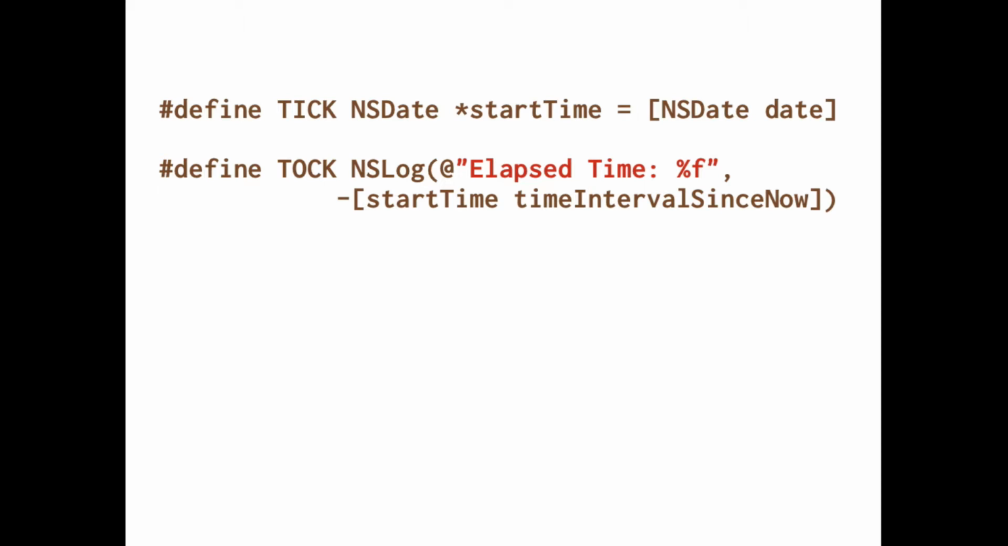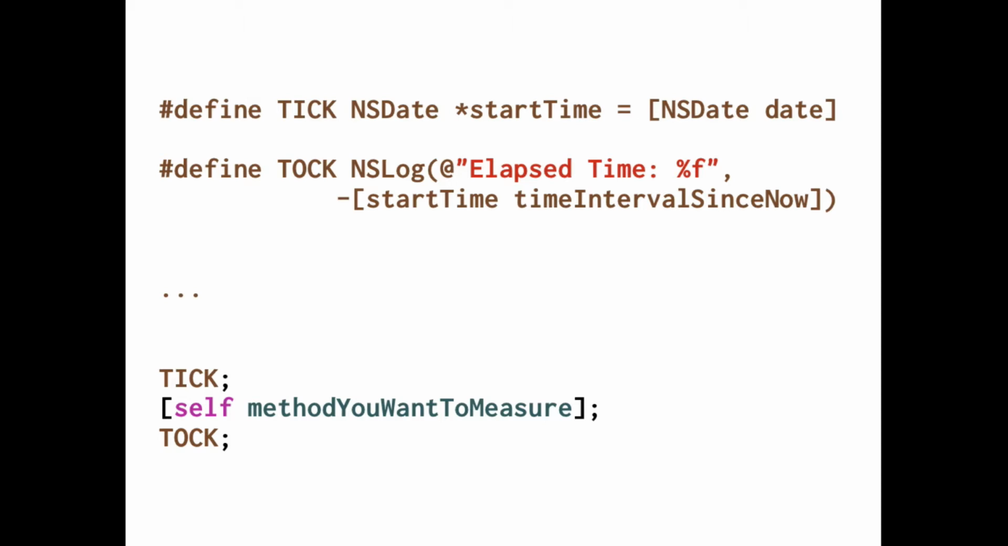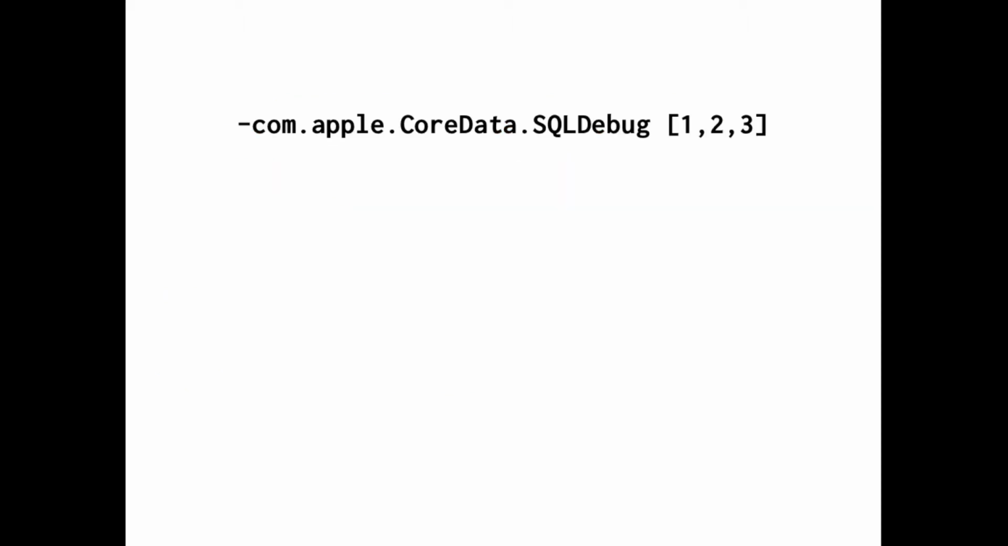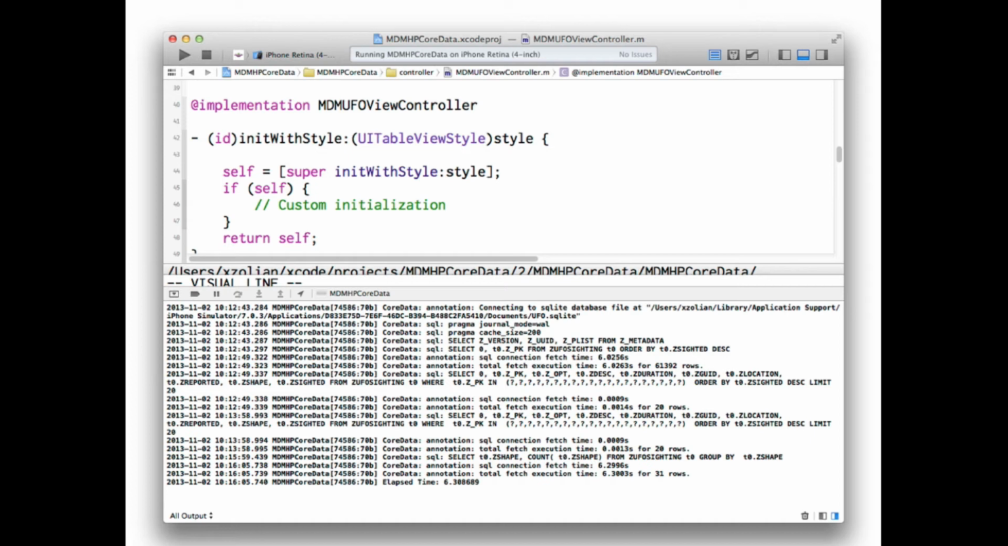Very simple. It doesn't have to be complicated. You could use it just like this. Most people know about the launch argument SQL debug, and the verbosity of that output you can change with a 1, 2, or 3. This is going to give you a bunch of stuff here, including your select statements as well as elapsed times.